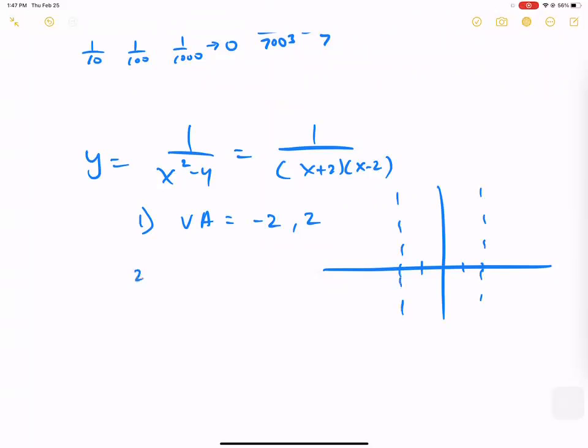Step 2, what is my horizontal asymptote? We know horizontal asymptotes depend on what's bigger, the top one or the x squared. The x squared will be bigger. So our horizontal asymptote is y equals 0. So we know the graph is going to be going towards 0. So I draw my next line here, 0. Now all you have to do is test the graph on the 3 sections.